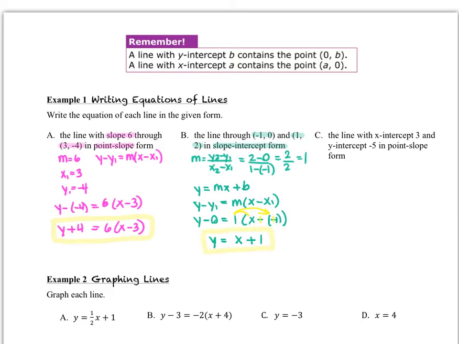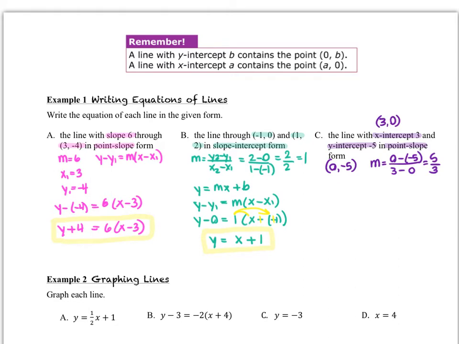In question C, we're given an x-intercept of 3 and a y-intercept of negative 5, and what that translates into is we have 2 points. The x-intercept is going to be at (3, 0), and the y-intercept is going to be at (0, -5). And we want to write these in point-slope form. So, of course, for point-slope form, we need the slope. We're going to find the slope first.